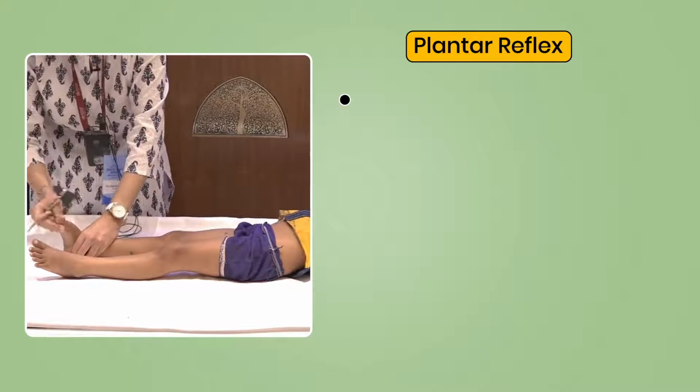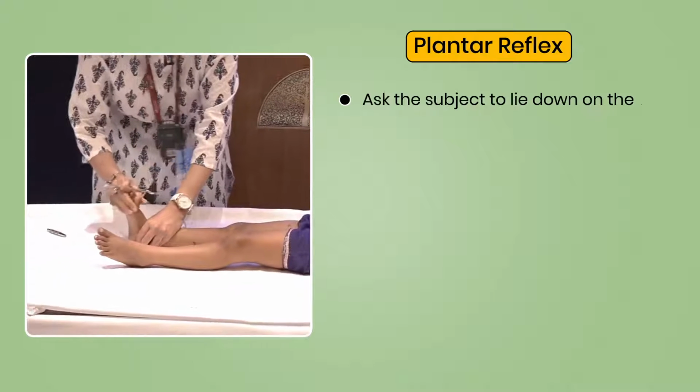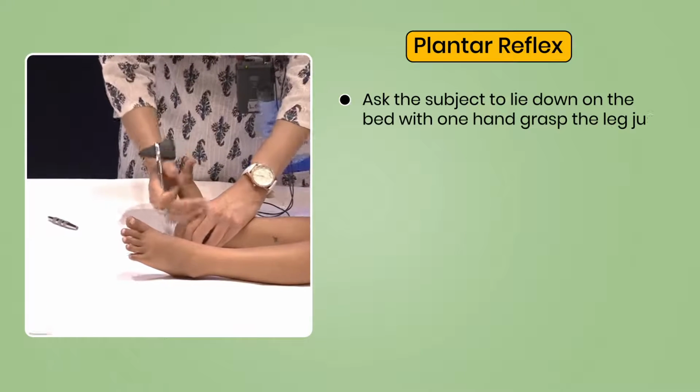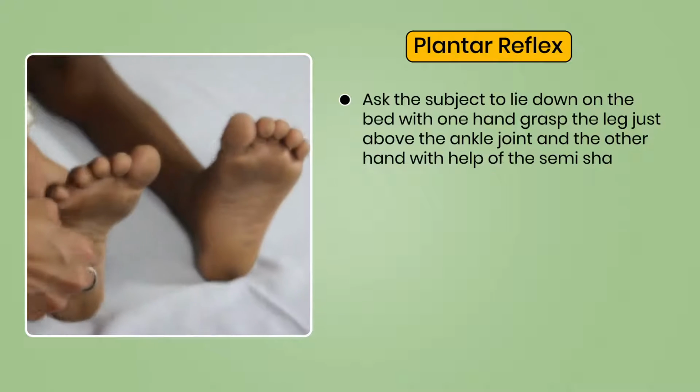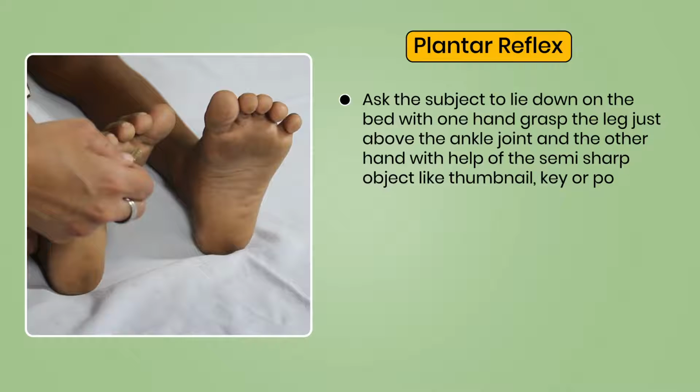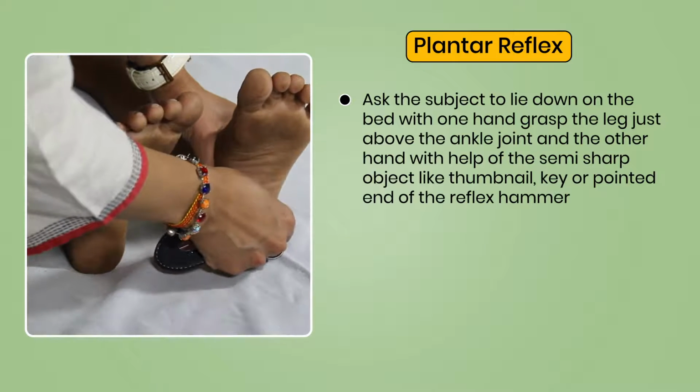Plantar reflex. Ask the subject to lie down on the bed. With one hand, grasp the leg just above the ankle joint and the other hand with the help of a semi-sharp object like thumbnail or key or pointed end of reflex hammer.